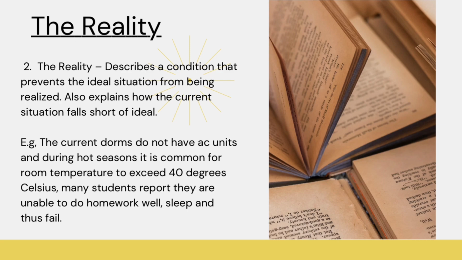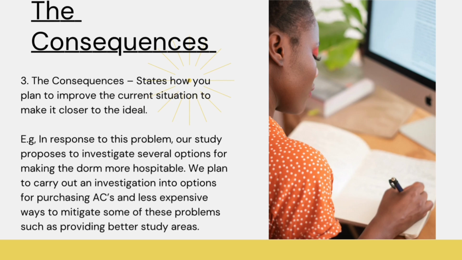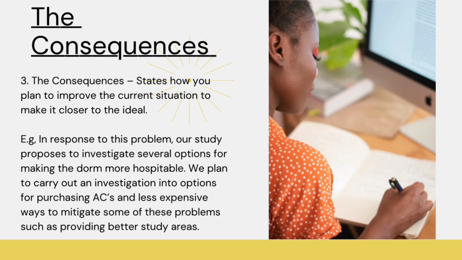The third one, we're going to talk about the consequences, which states how you plan to improve the current situation to make it closer to the ideal, whereby the students can have a safe and healthy environment, thus learn and perform in their exams. For example, in response to this problem, our study proposes to investigate several options for making the dorms more hospitable. We plan to carry out an investigation into options for purchasing ACs and less expensive ways to mitigate some of this problem, such as providing better study areas. So the 3 steps provide a problem statement format. When you're writing a problem statement, you have to ensure you've stated the ideal situation, the reality, and the consequences. And I think that is clear.